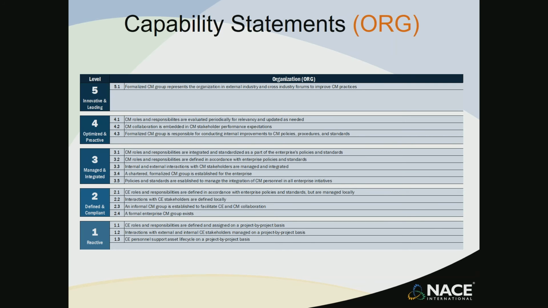But moving up to 3, it's managed and integrated throughout the organization. And level 4 and then level 5, innovative and leading. That means an organization that is at that level, if they are doing that capability at level 5, they are a benchmark and best-in-class organization. And as I've mentioned earlier, we haven't seen very many organizations that are operating at that level 5 maturity.